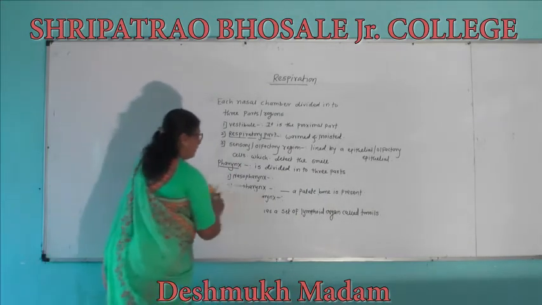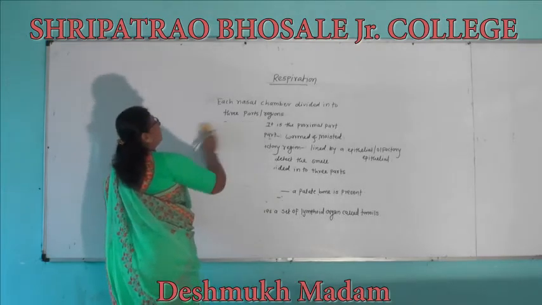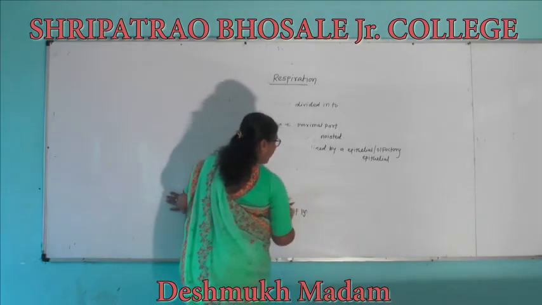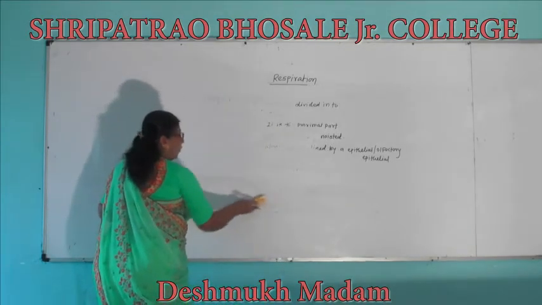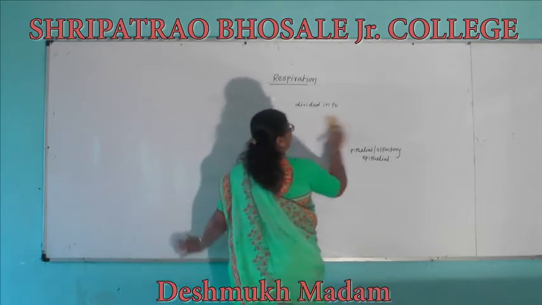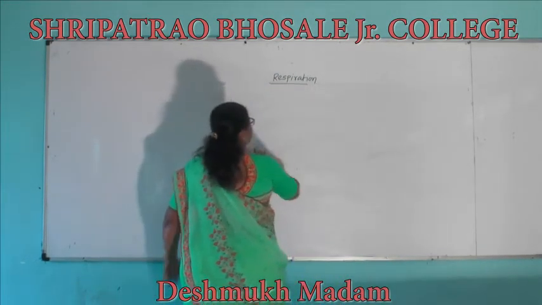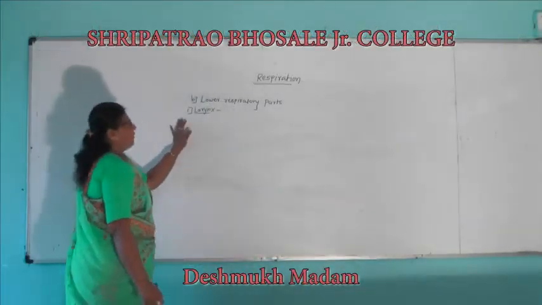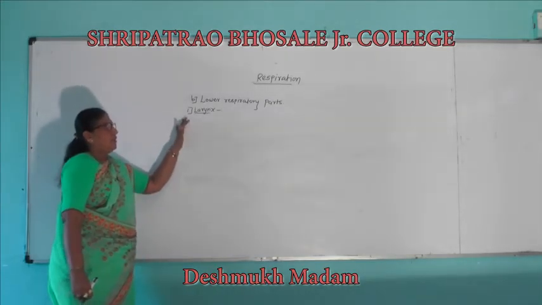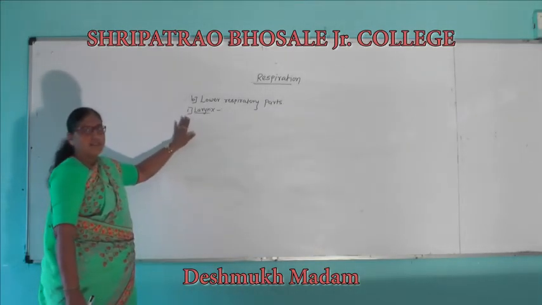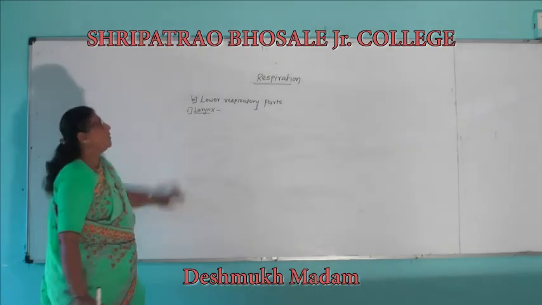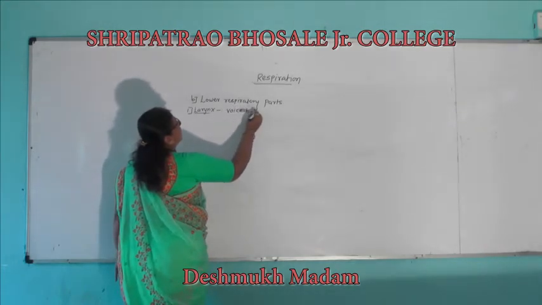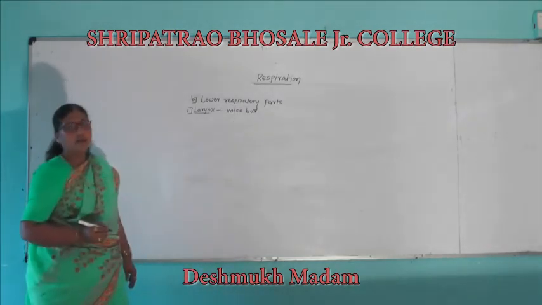Then the next part of the human respiratory system is the lower respiratory parts. First part is the larynx. It is called the voice box.